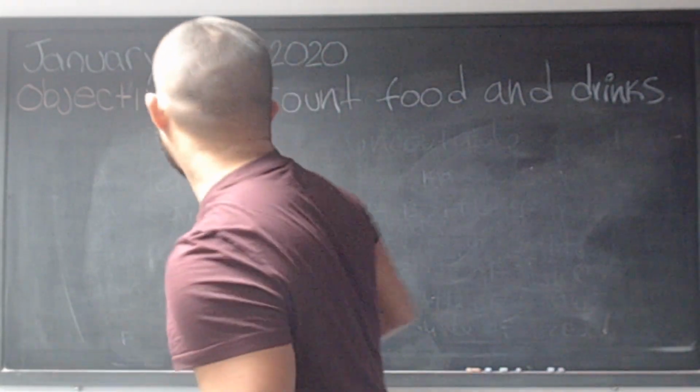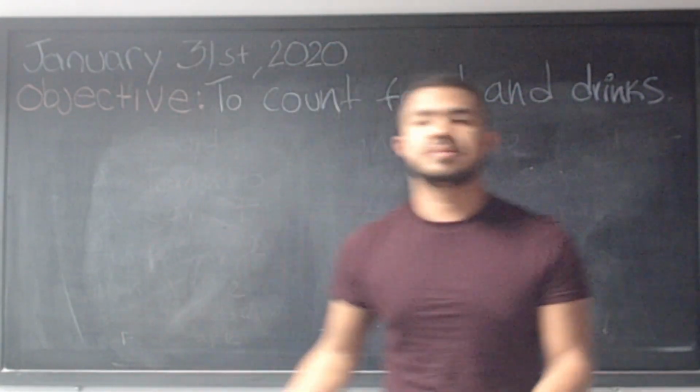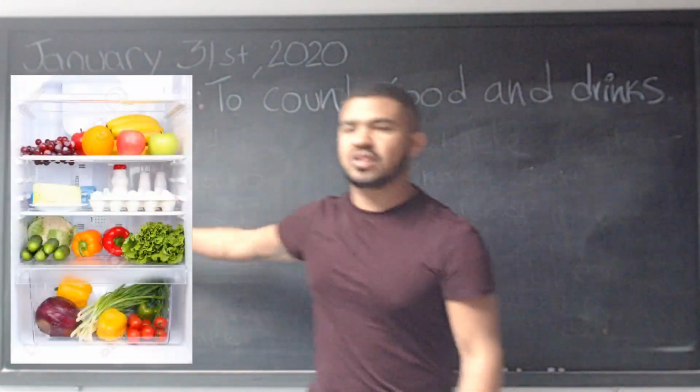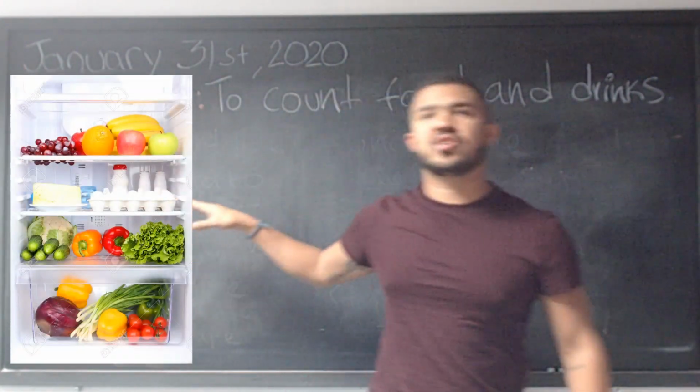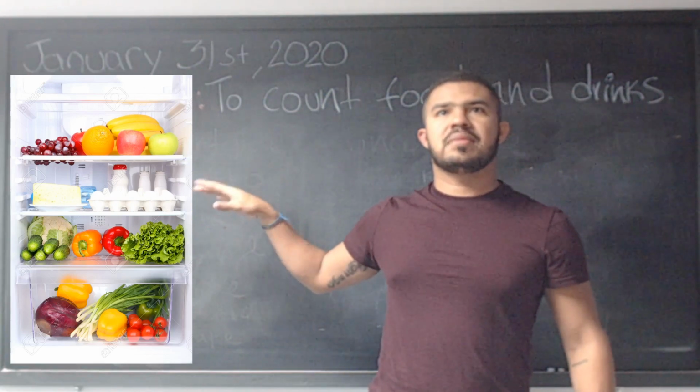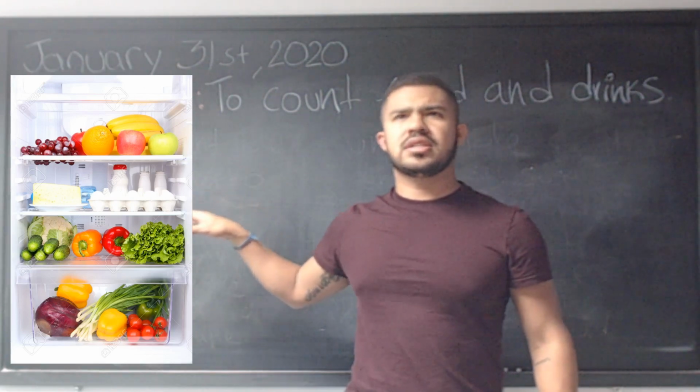Okay, so guys, look. So where's the picture? You got it? In the left. Okay, here on this side. If you see here, there is like a fridge full of fruits, vegetables, and drinks.